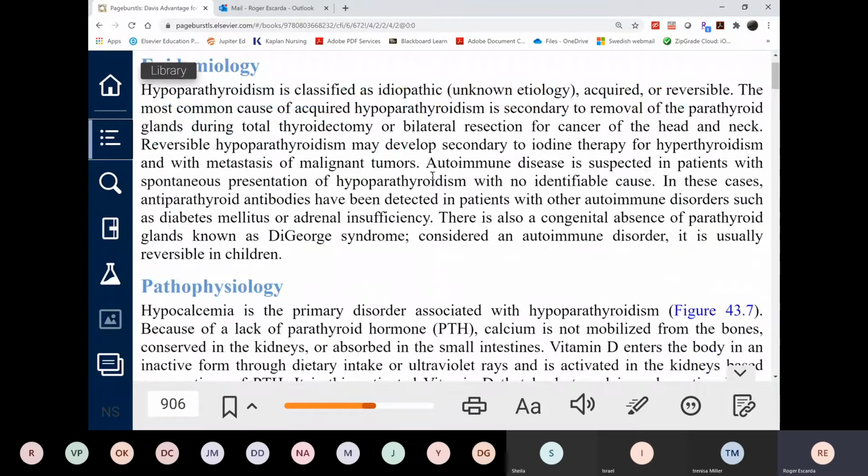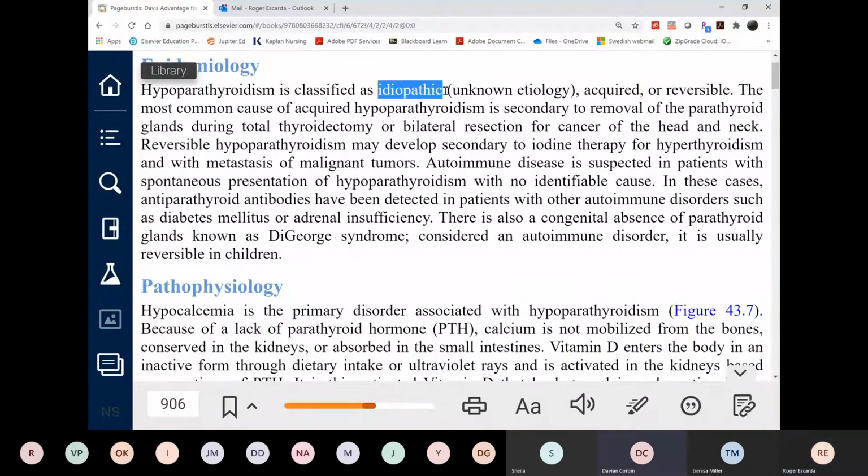So how does this occur? How does one get it? How do you get hypoparathyroidism? Let's see. Okay, so start here.